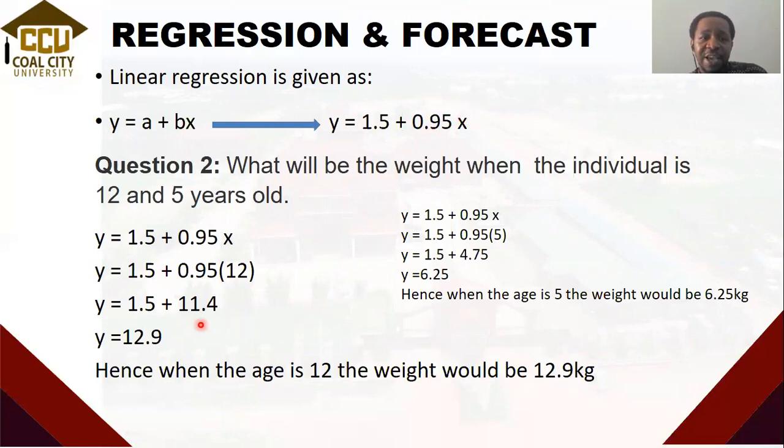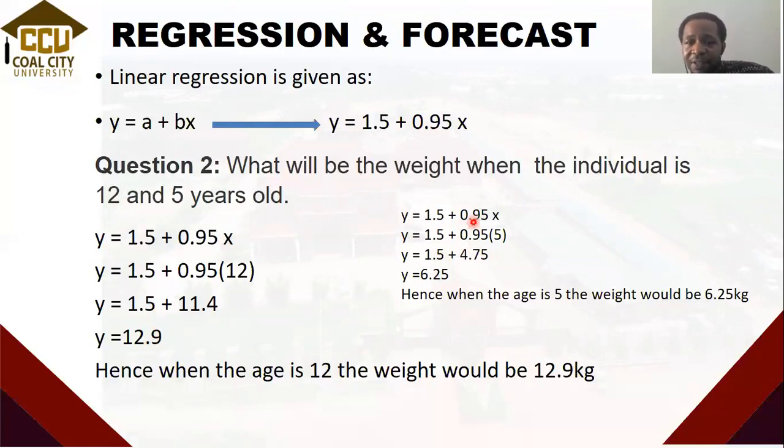To get the weight of the child when the child is 12 years old, you multiply your slope by 12, which is 0.95 times 12. It will give you 11.4. Then 1.5, which is your intercept, plus 11.4 will give you 12.9. So the child will weigh 12.9 kilograms when it is 12 years old.